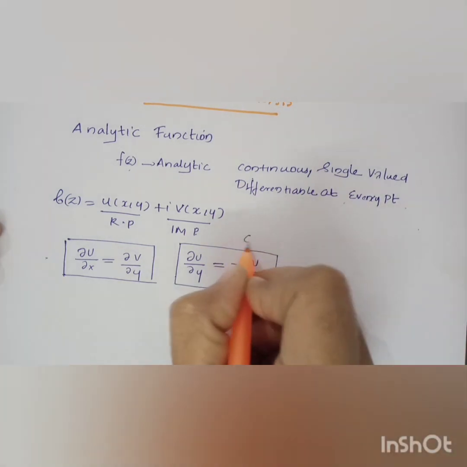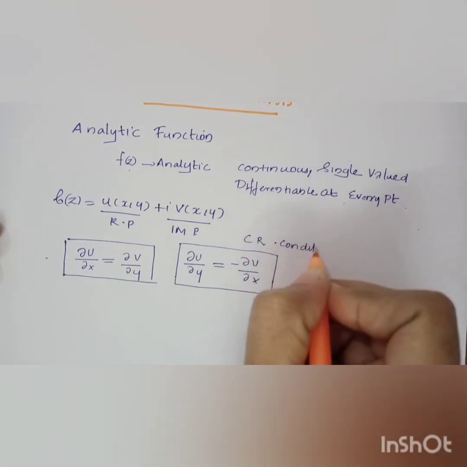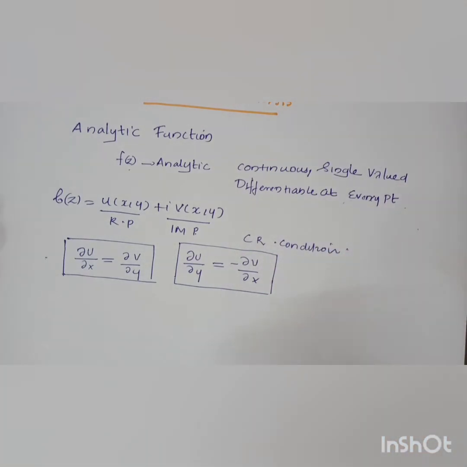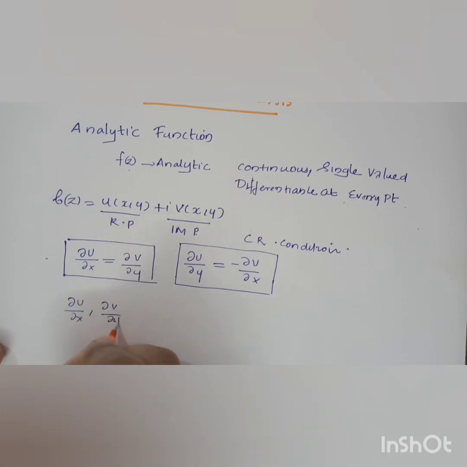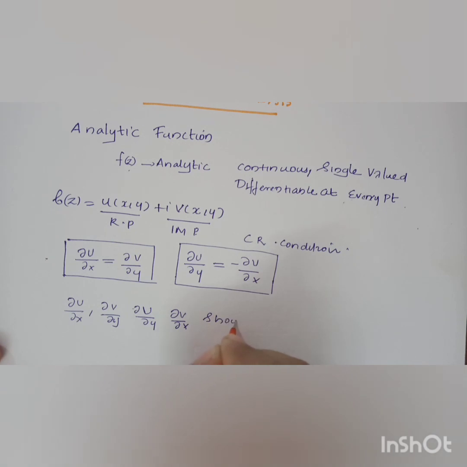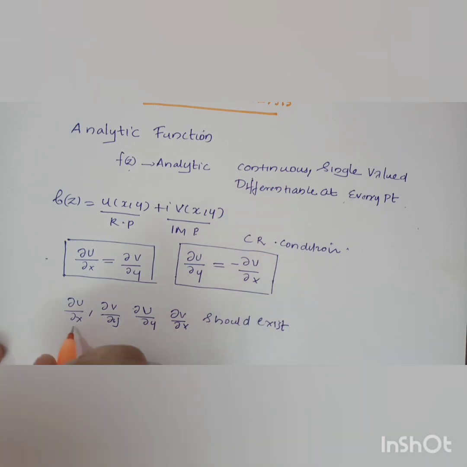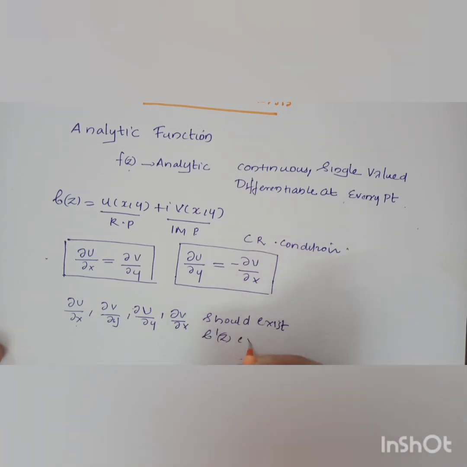This is the Cauchy-Riemann condition, and it is a necessary condition. There are also sufficient conditions: dou u by dou x, dou v by dou y, dou u by dou y, and dou v by dou x should exist. The derivatives of these should exist, that is, f dash z exists.